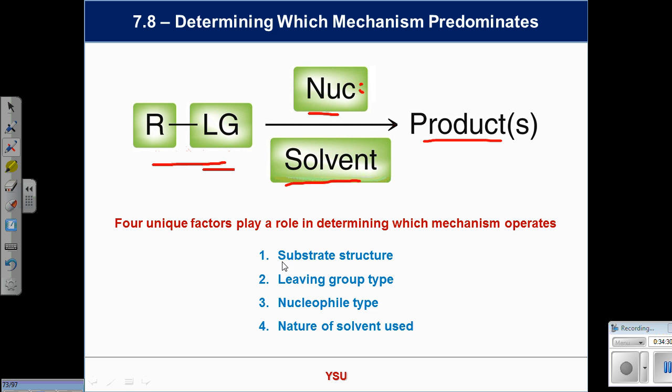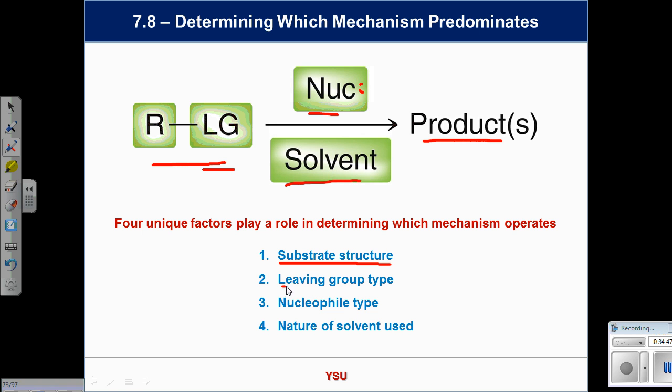So in this case, you are looking for these ideas. You're looking for the substrate structure. All that means in English is: is it methyl, primary, secondary, or tertiary? If it's tertiary, what are we going to do? SN1. If it's primary, what are we going to do? SN2. If it's methyl, what are you going to do? SN2. Secondary, that's where we need to go.